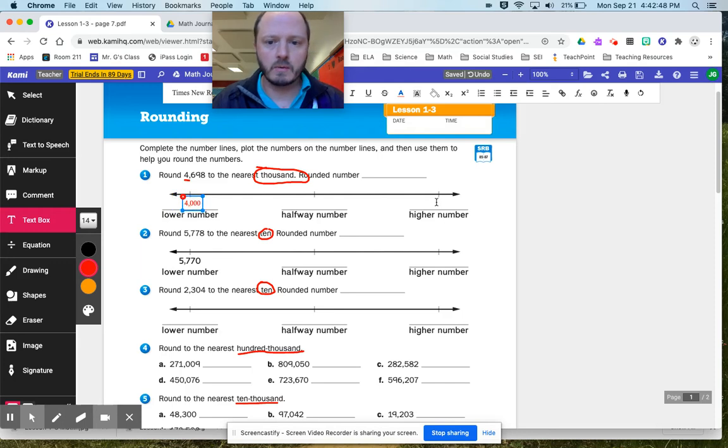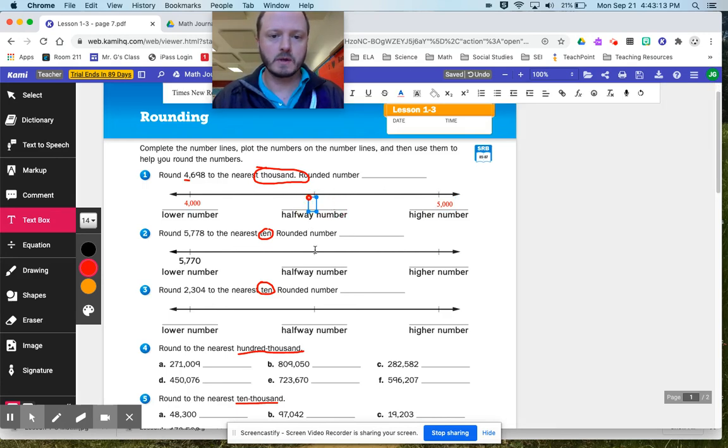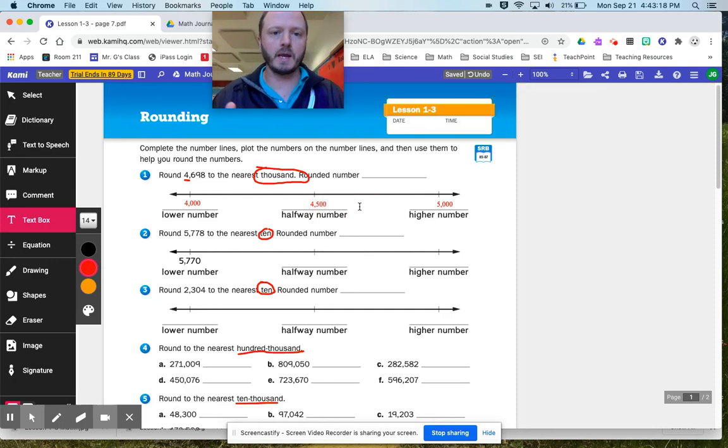All right, and now the next number is what? What is the next number above if we're counting by thousands? So we have 4,000, and then the next one is 5,000. And we'll make sure we have a comma in there as well. So what's halfway in between 4,000 and 5,000? That's going to be our next number, 4,500.